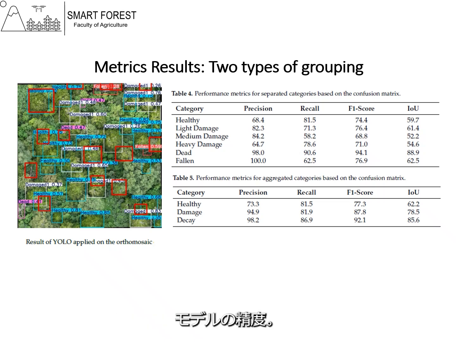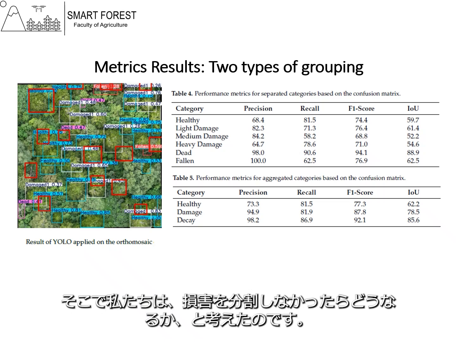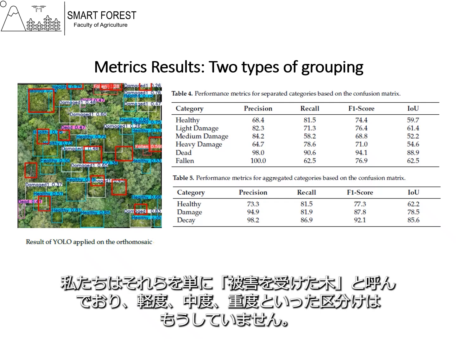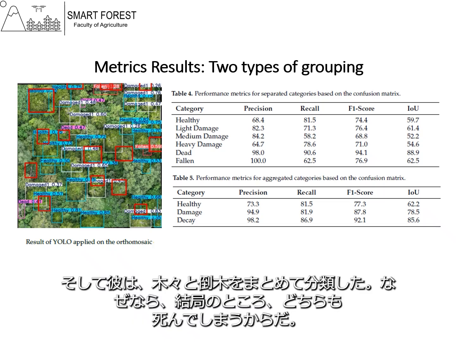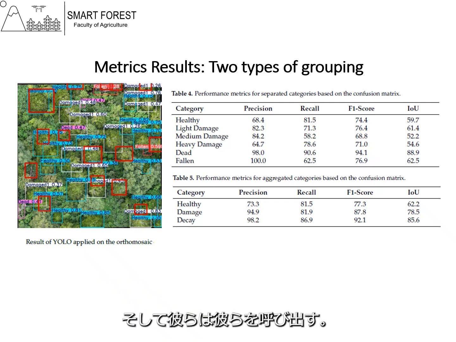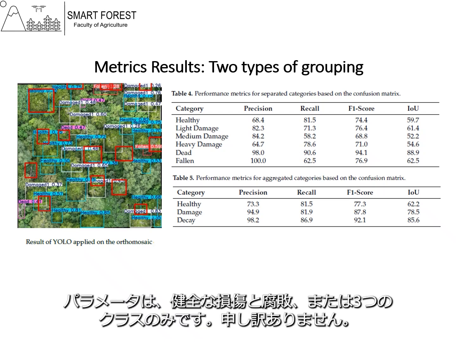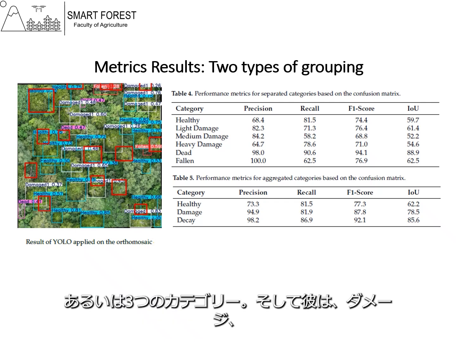So then Toby decided, okay, what happens if we don't divide the damage? We just call them damage trees and we don't divide them anymore between light, medium, and heavy. So his model increased considerably, and he also grouped dead trees and fallen trees because in the end both of them are dead, and he called them decay. So in this case, you have only three parameters: healthy, damage, and decay, or three classes, sorry, or three categories.